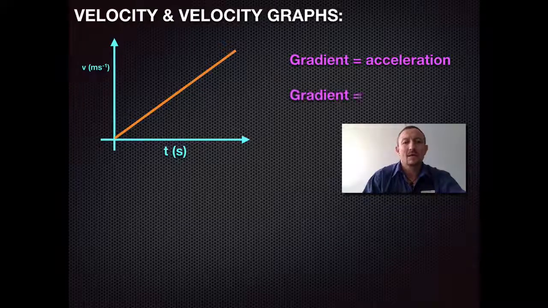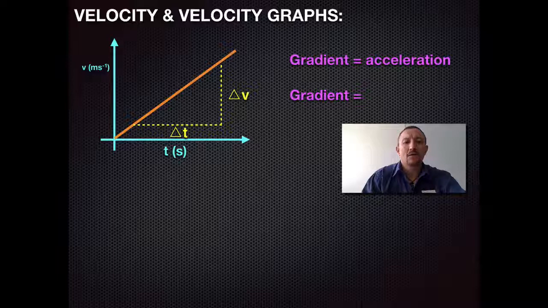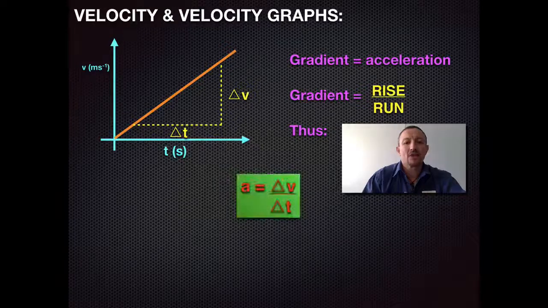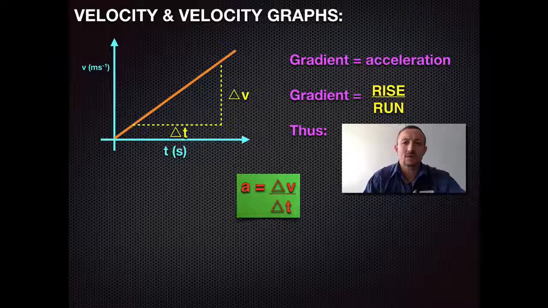Now remember, our gradient is made up of our change in velocity over the change in time. We call this the rise over the run. Hence from this we get the equation that acceleration is made up of change in velocity over the change in time. So we need to remember that definition. The definition that we learnt in our very first video on terms has now been incorporated into a mathematical relationship. And that mathematical relationship comes from observations which have then been plotted on the graph.